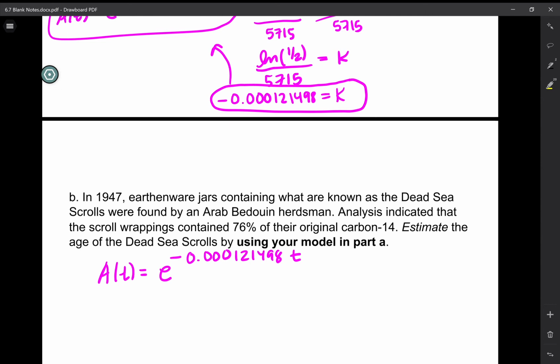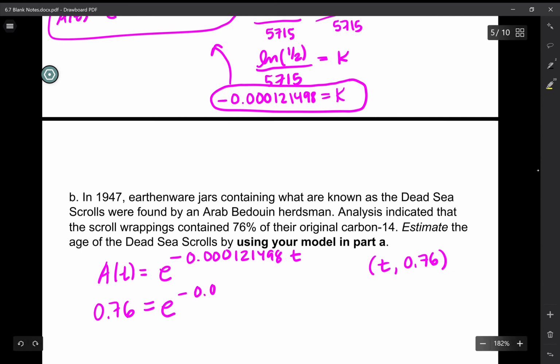Well, we know if there's 76% remaining, that if we started with one whole amount, we now have 0.76 amount. So this is the point t, we don't know, 0.76. We have 76% of the original carbon-14, so I'm going to put in 0.76 as my amount. And that's another reason why I picked my initial amount to be 100%. That way, if you know the percent that's remaining, you can just use that percent as a decimal. 0.76 equals e to the negative 0.000121498 t. All right, how do we solve this equation?